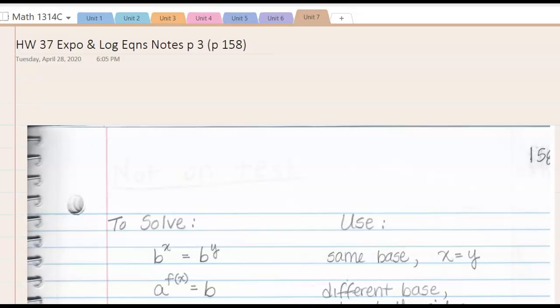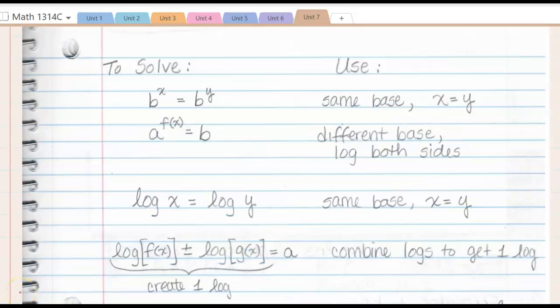This video will cover the third page of notes for the topic of exponential and log equations. For this video, we will go over how to solve exponential equations as well as logarithmic equations, and do a couple examples.